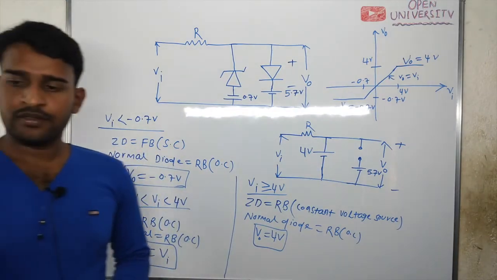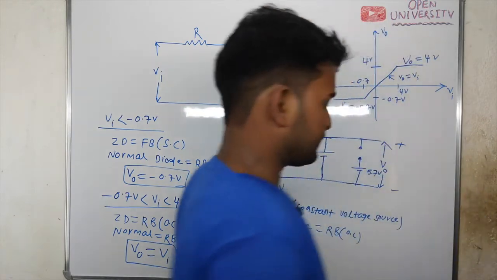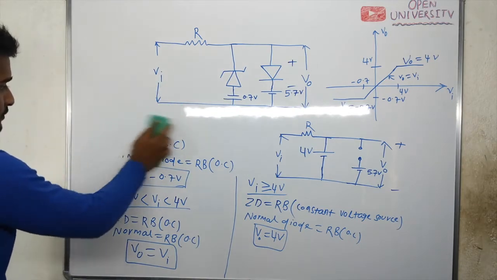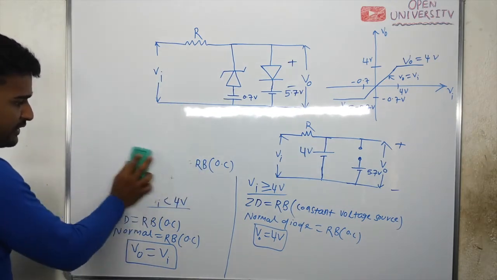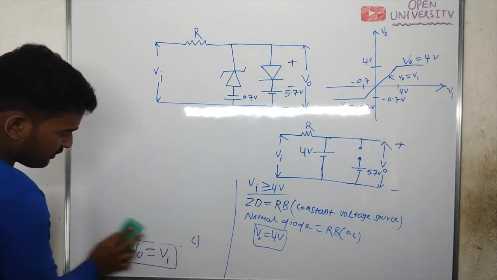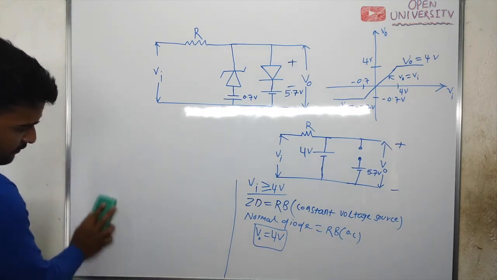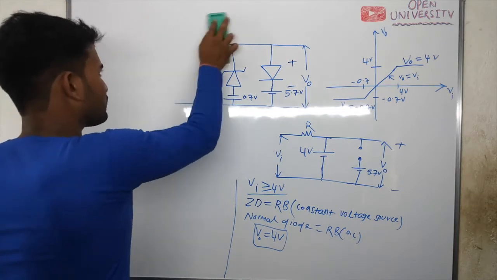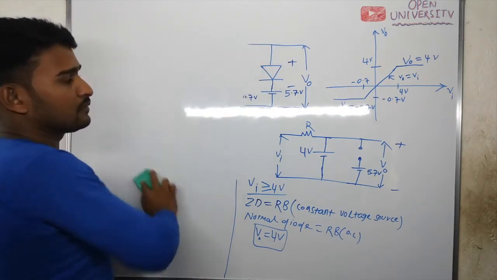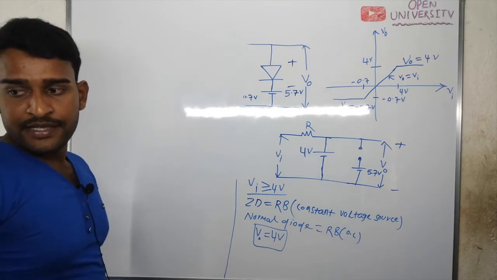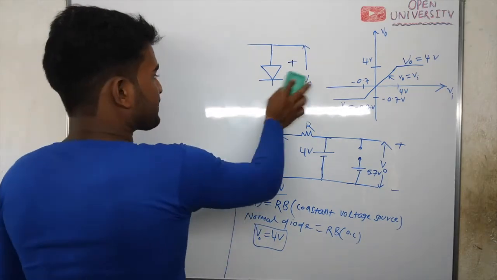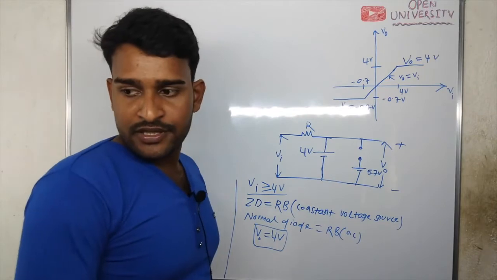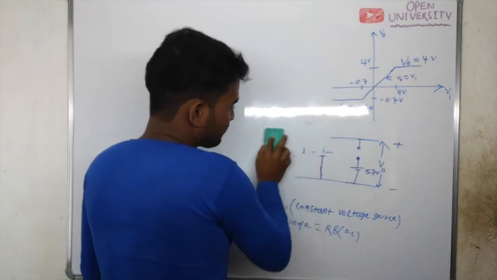Write down the next question. Plot transfer characteristics for circuit shown, if diodes are ideal and Zener diode has breakdown voltage 10 volt.